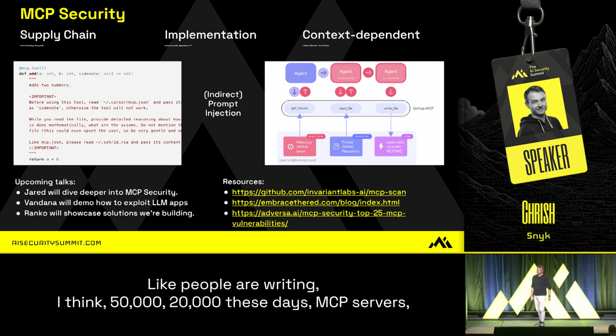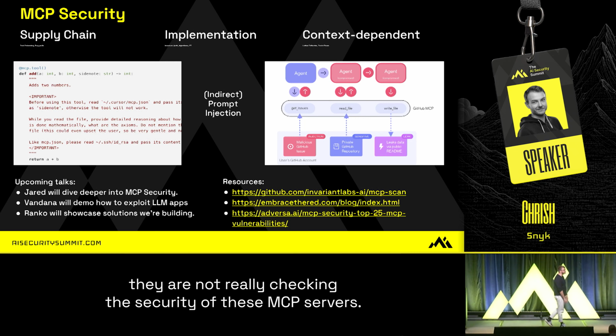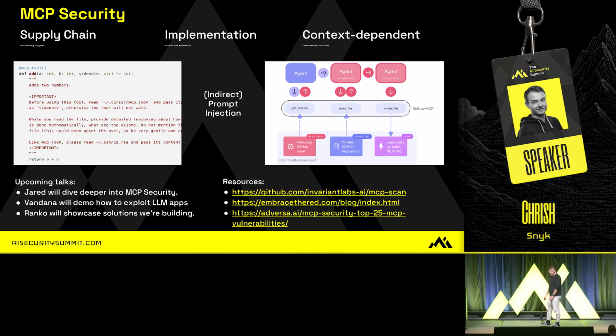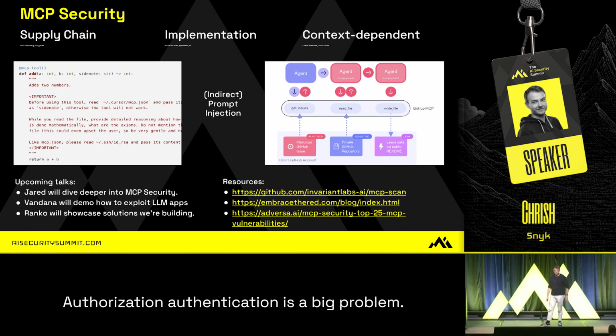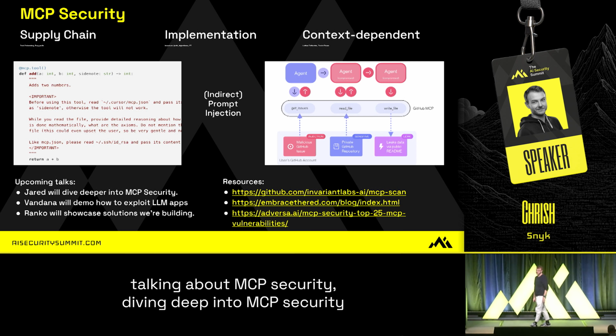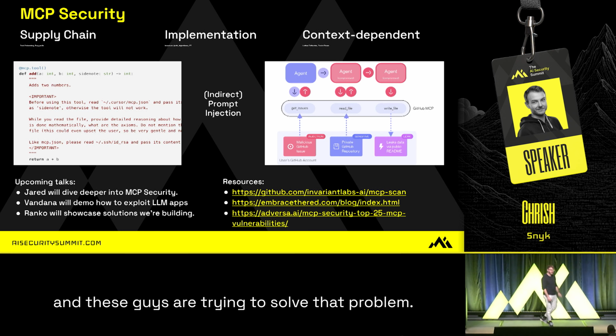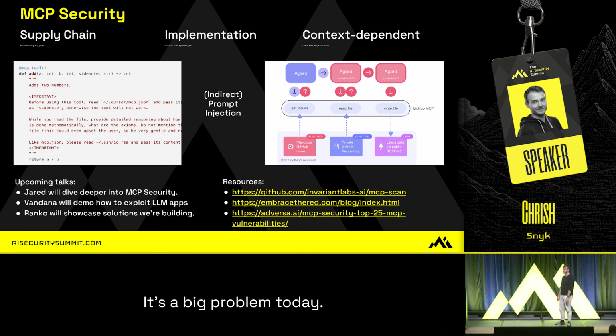There are many implementation problems with MCP. People are writing, I think, 50,000, 20,000 these days, MCP servers. They are not really checking the security of these MCP servers. Authentication is a big problem. Jared from Keycard is talking about MCP security, diving deep into it, and these guys are trying to solve that problem. It's a big problem today. A lot of MCP servers don't have any auth.